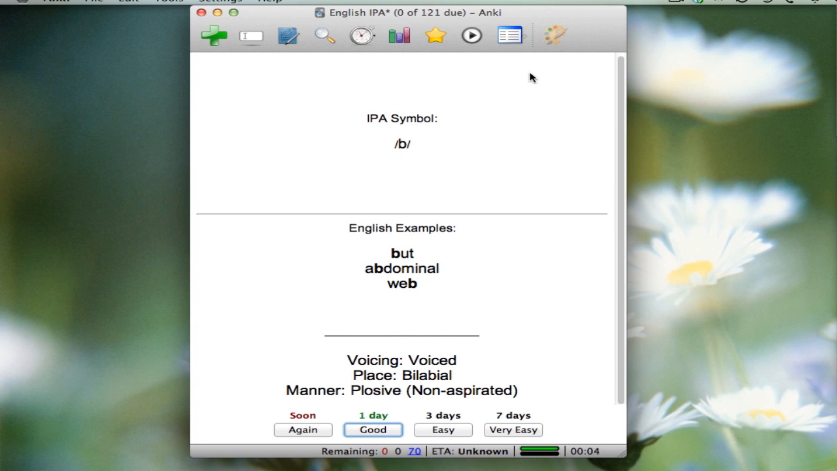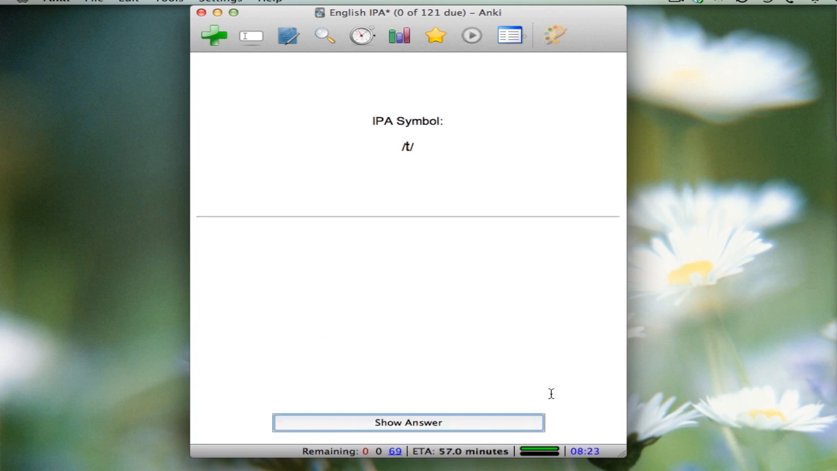I'm going to shut off the sounds for a while. And so you get butt, abdominal, web. Again, beginning, middle, and end of the word. This is the voiced version of P, and you can see they're all the same, except that B switches to non-aspirated. B isn't aspirated anymore. All of the voiced plosive consonants in English aren't really aspirated.